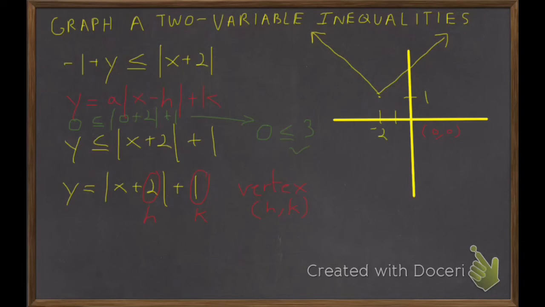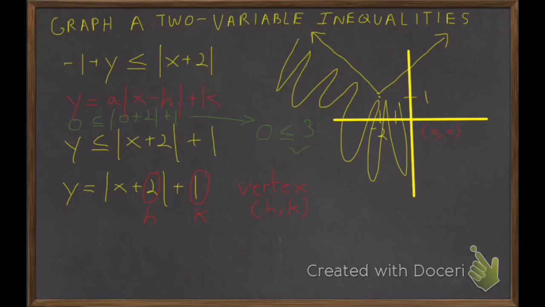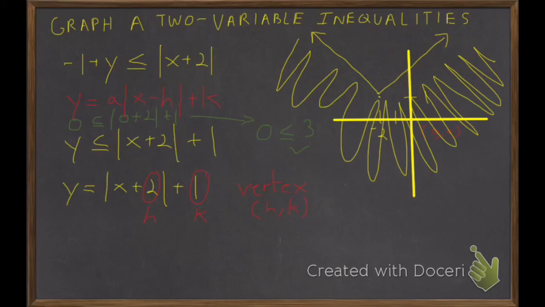Now, since that's a true statement, that means that all other points on the outside of the absolute value are true, and therefore are our solution set. So this would be the answer to how to graph a two-variable inequality, specifically an absolute value inequality.